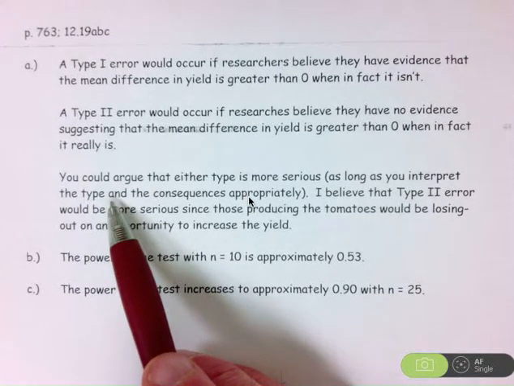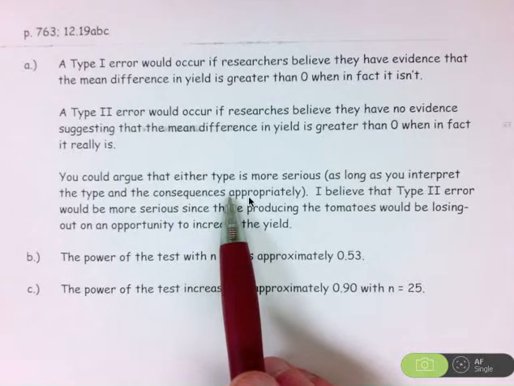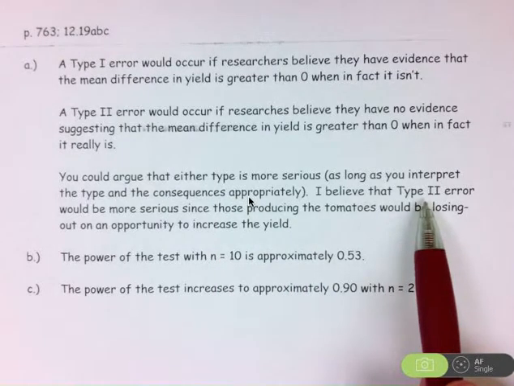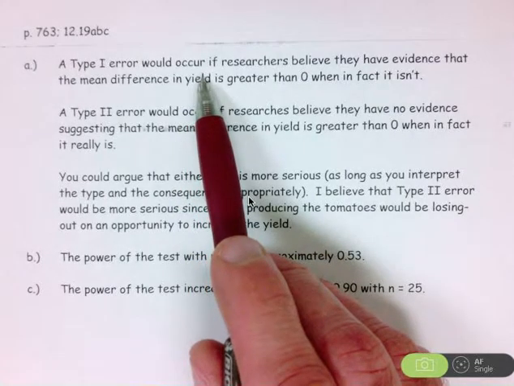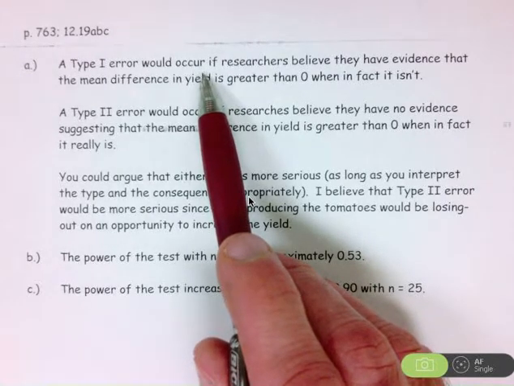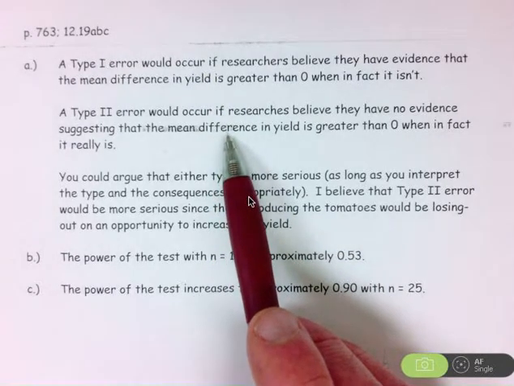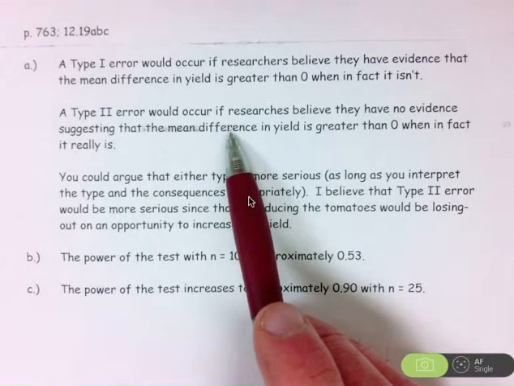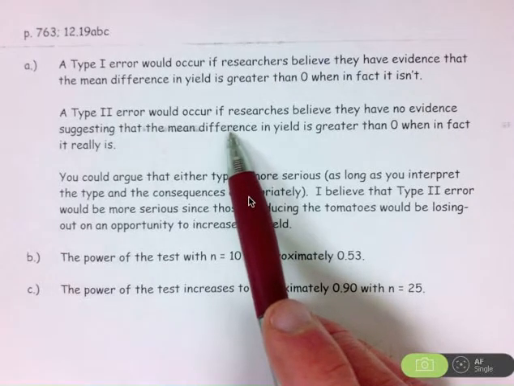Your job then was to decide which of these is more serious. Frankly, you could argue that either one of them is more serious as long as you interpret the type and the consequences appropriately. I personally think a type 2 error is more serious. With a type 1 error, whether you plant one variety of tomato or the other probably doesn't cost that much. And if there isn't much of a mean difference, you're really not losing much either way. However, with a type 2 error, if there really is a difference between the yields of the two varieties, I would prefer to plant the variety that has a higher yield. As a farmer, I'd make more money that way.